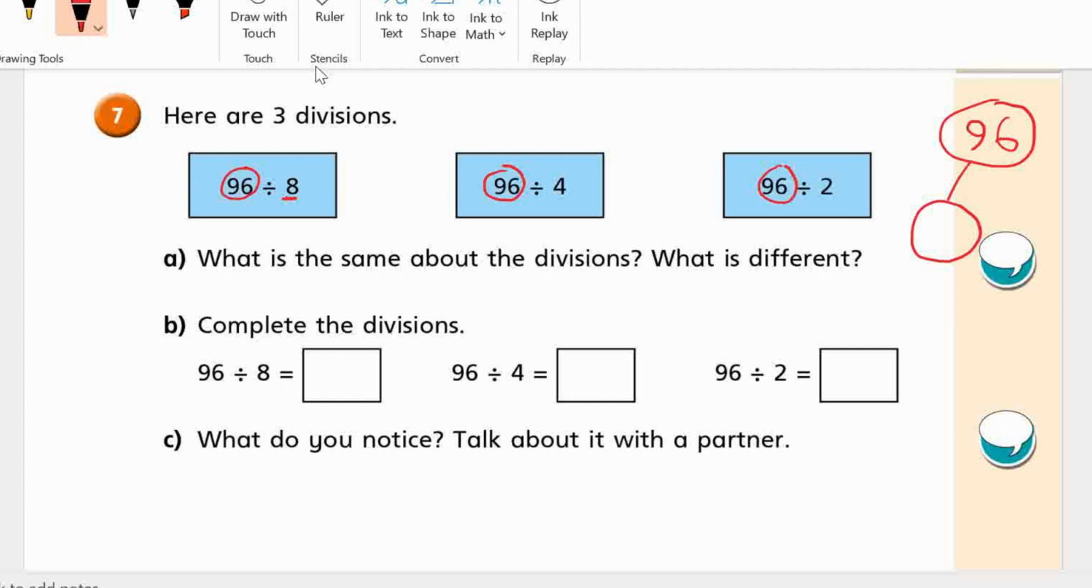8 times 10. 80. Okay. And 96 take away 80. 16. Right. Okay. So how many times does 8 go into 80? 80 divided by 8. 10 times, thank you. How many times does 8 go into 16? 2 times. So our answer is what?